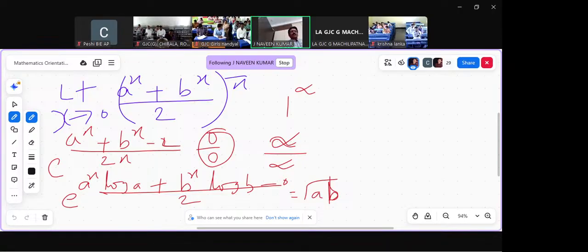We can solve the problems which are in the form of 1 to the power of infinity with the help of the shortcut e power f of x minus 1 into g of x.